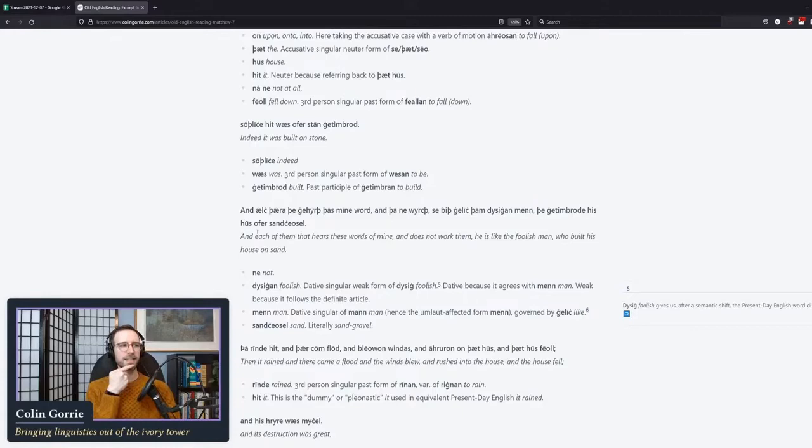The getimbrode his hus, who built his house, over sand ceosel. This is an interesting word. It means sand, but it's actually a compound of sand, which is sand, and ceosel, which means gravel. And actually there is a modern English descendant of this word, although I think it's not used particularly widely, which is chisel. And it's not the chisel that you use to carve things. It's a word that means gravel. So if anyone has that word chisel in their English, let me know, because that's really cool. I personally do not. I had to look it up. So we're talking about the foolish man who built his house on sand. Okay, sand and gravel.